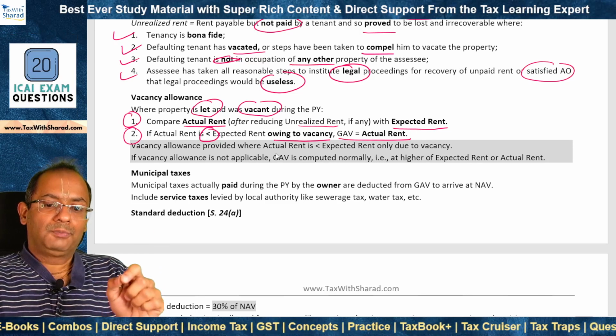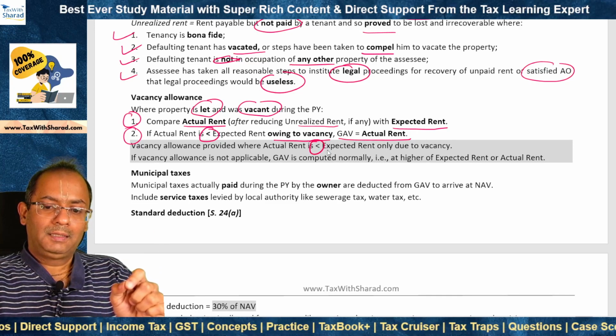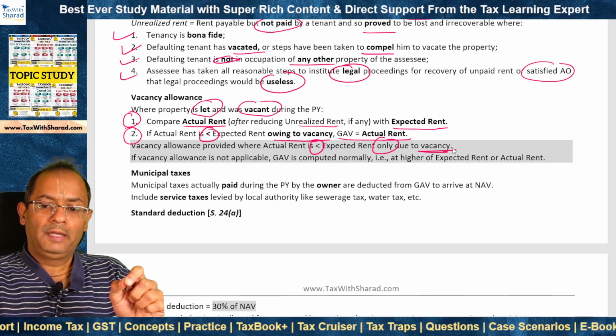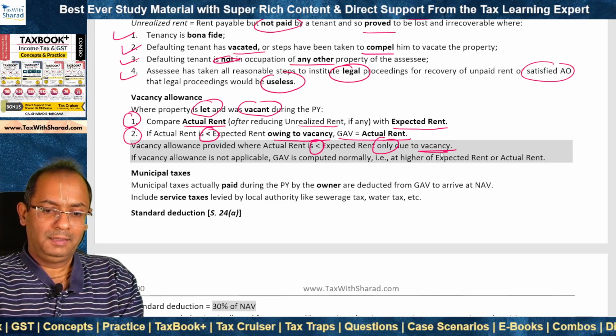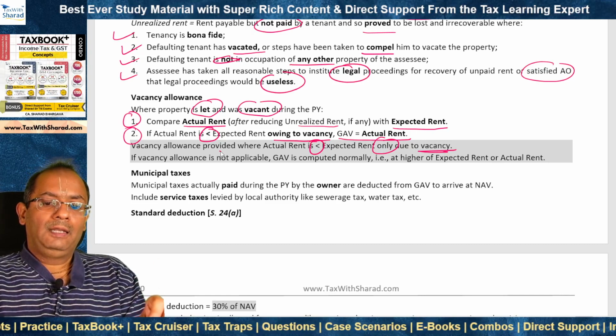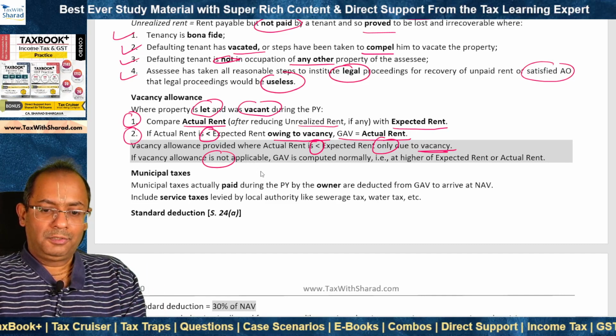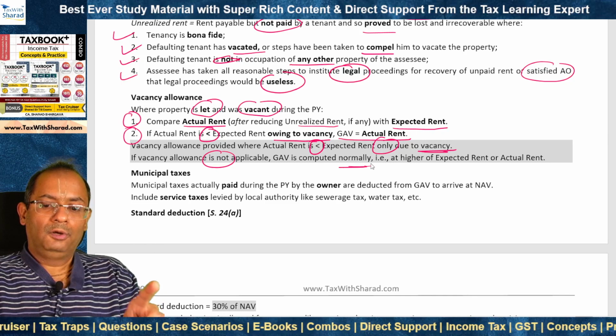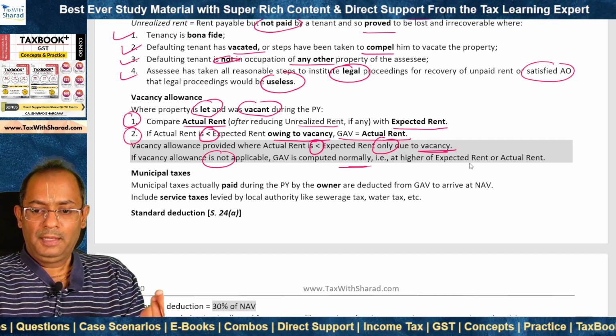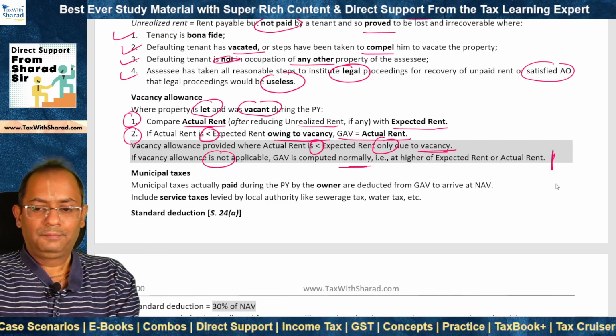So vacancy allowance is provided where actual rent is less than expected rent only due to vacancy, not on account of any other reason. If vacancy allowance is not applicable because this condition is not satisfied, then GAV is computed normally, which is the higher of expected rent or actual rent.